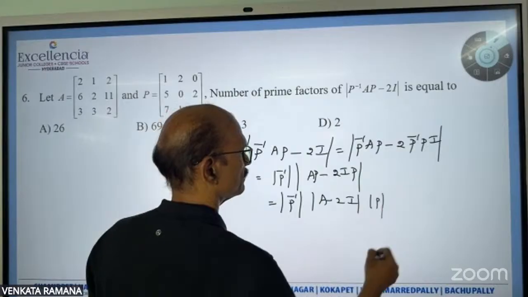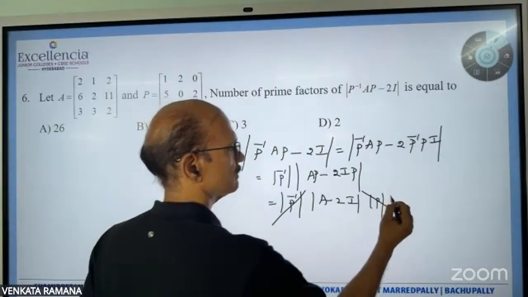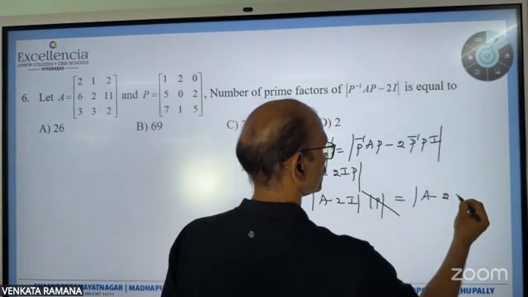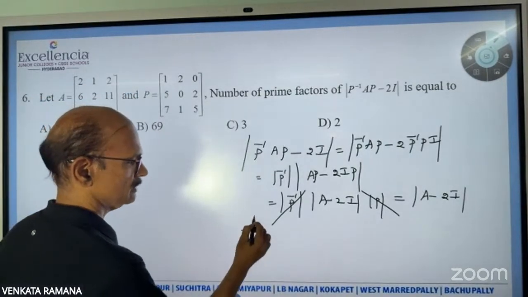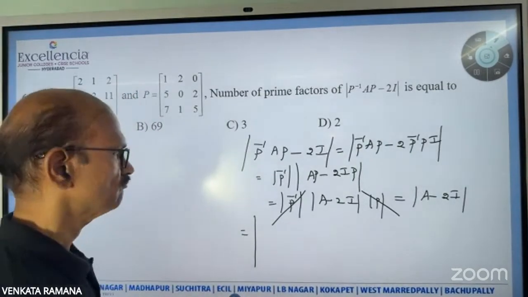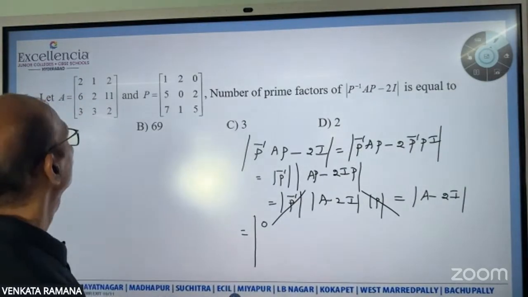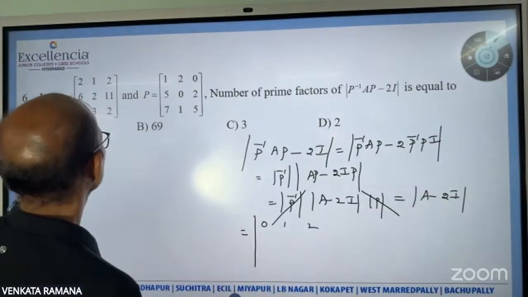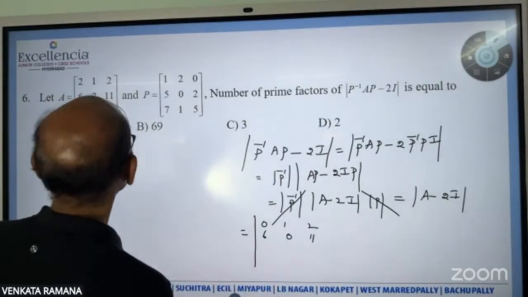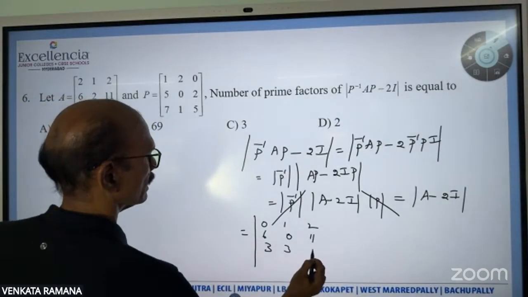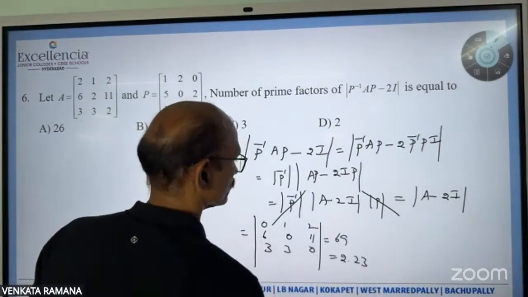Again, this is the determinant of P inverse, the determinant of A minus 2I, and the determinant of P. The determinant of P inverse and the determinant of P can be removed. So therefore, it's nothing but the determinant of A minus 2I. If you take this value, A minus 2I: this is 0 and 1, 2. And this value is 6, and this value again 2 minus 2 is 0. This is 11, and this is 3, and again 0, 2 minus 2. I will get 69, that means 3 times 23 also we can say.